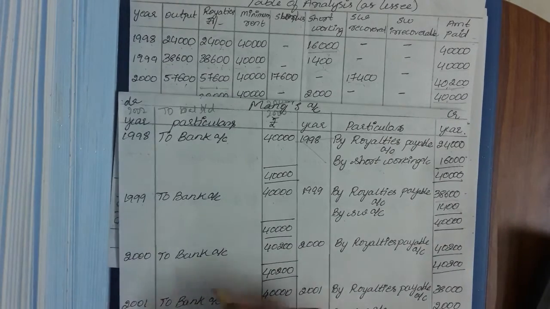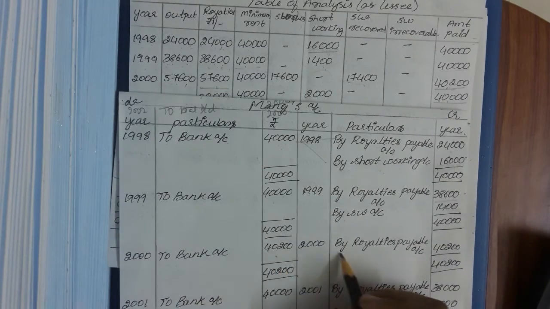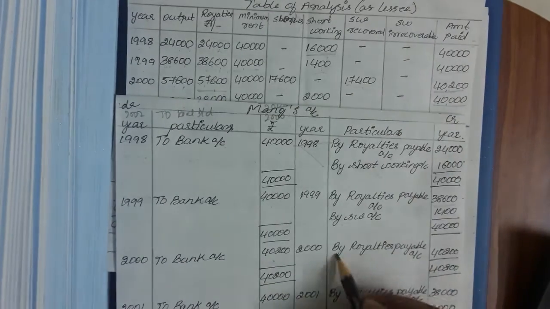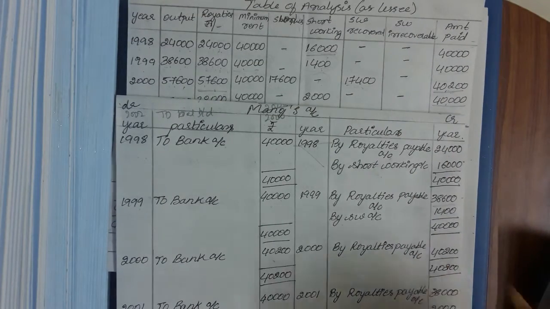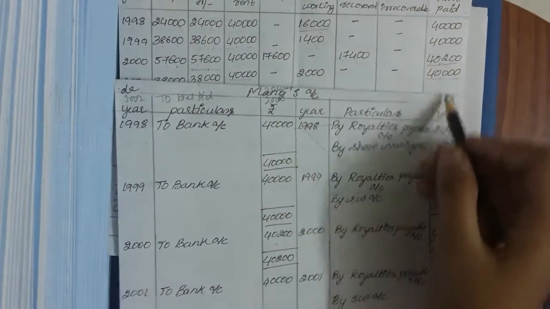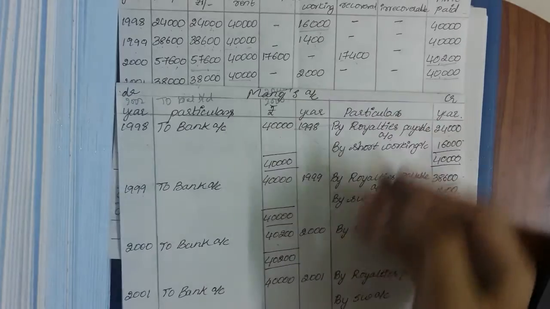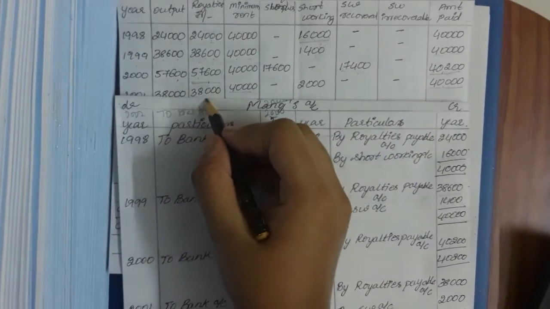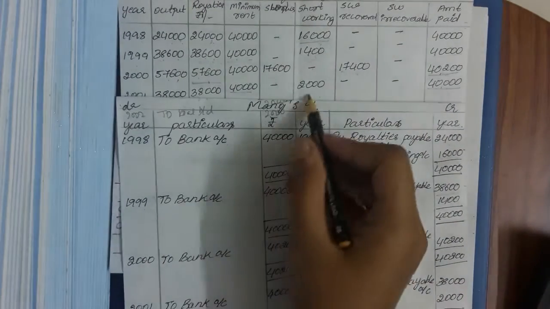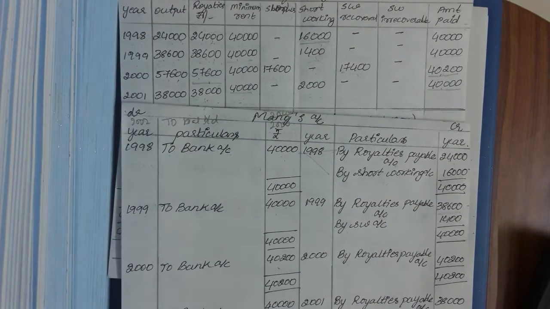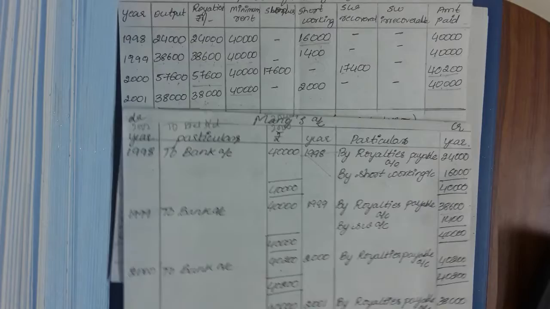So in the third year you have paid to bank account. From bank you have paid 40,200 by royalty only. You have paid completely by royalty. There is no short working. So by royalty payable account 40,200. So next, coming on to the year 4, 40,000, but there is a short working. So by royalties you paid only 38,000. By short workings it is 2,000 rupees. Understood, the Manoj account in the books of lessee without minimum rent account.